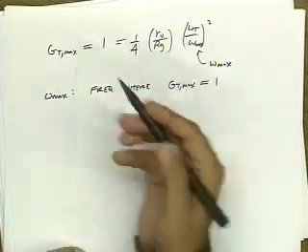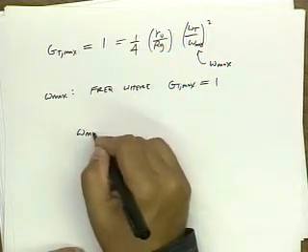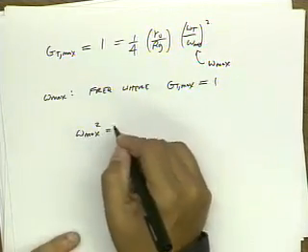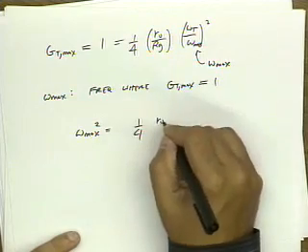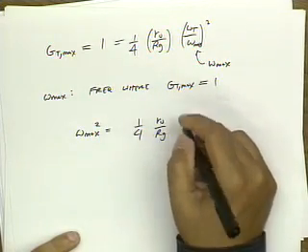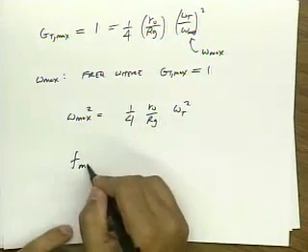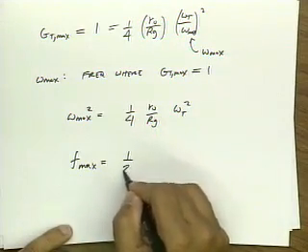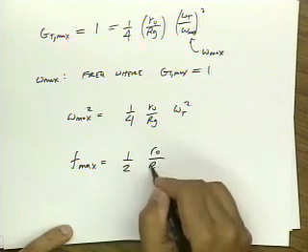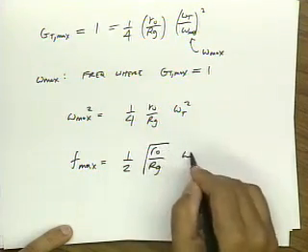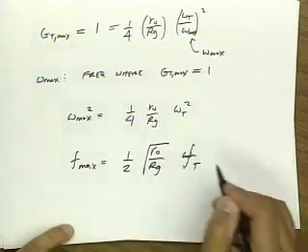Okay? So in fact, it's very simple. I can now solve for omega max squared is equal to 1/4 Rho over Rg omega t squared. So if I take square root, I have that F max is equal to 1/2 square root of Rho over Rg times the Ft of the device.